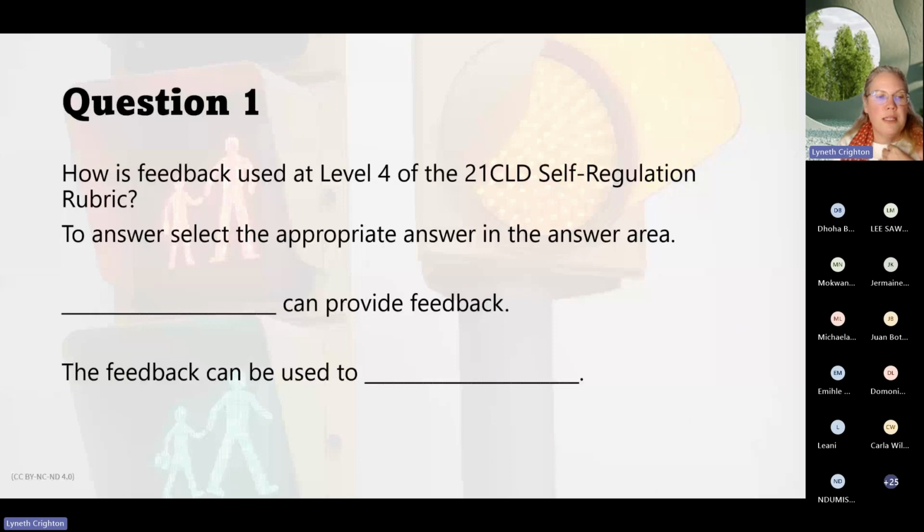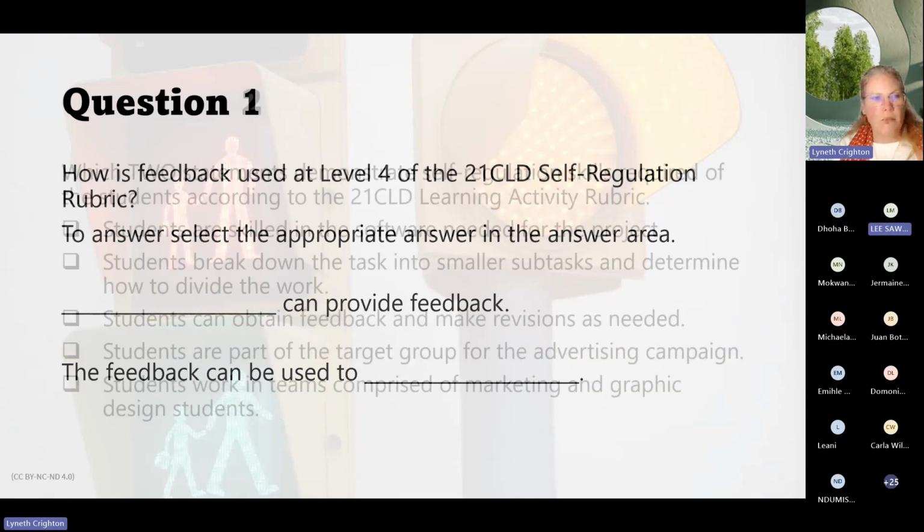Well, not only the teacher, but so could fellow students, learners. If you've got the learning goals, actually anybody can read the rubric and decide and let them know if they need to do something to make it better. And the feedback can be used to revise.